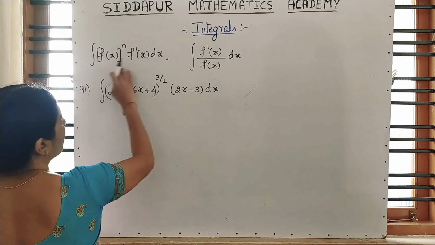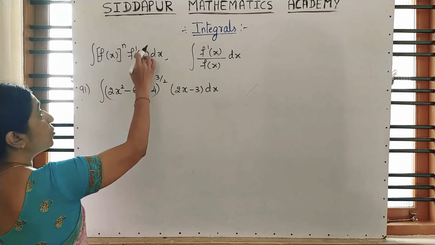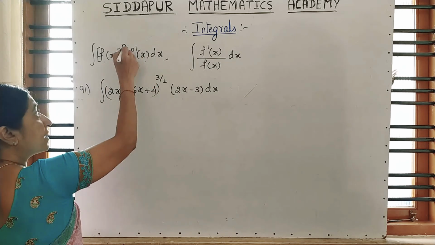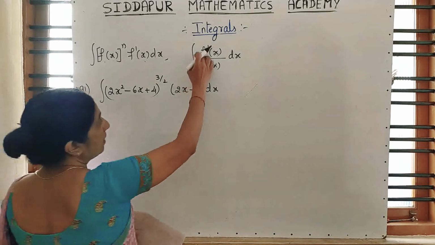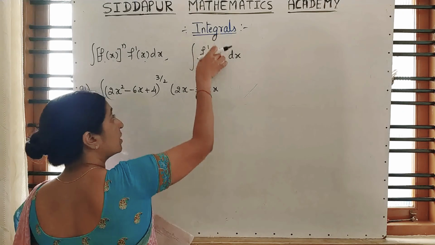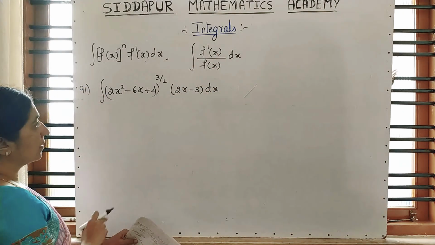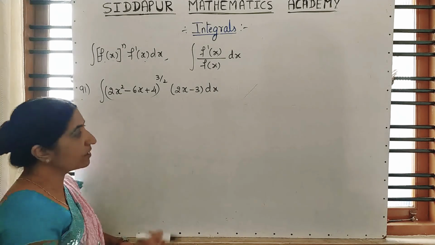See, if the problems are in this form, that is f of x raised to n and f dash of x into dx, that means the differentiation of this gives you here. Here the power is generally other than 1. And here f dash of x upon f of x, that means here we have a derivative, here we have a function. I will explain these types of examples.